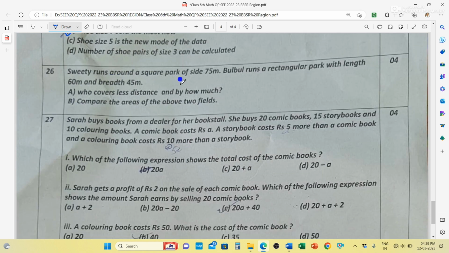Sweetie runs around a square park of side 75 meter. Bulbul runs a rectangular park with length 60 meter and breadth 45 meter. Who covers less distance and by how much? Compare the areas of the above two fields. Okay, you can solve like this.